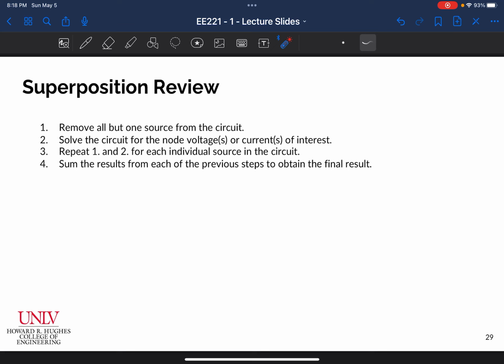So step one is to remove all but one source from the circuit. And by removing sources, just recall that if I want to get rid of a voltage source, I replace it with a short, and if I want to get rid of a current source, I replace it with an open. Just recall that. Then we solve the circuit for the node voltages or currents of interest. We do this for each source in the circuit, and then we sum the results, and that gives us our final answer, right?